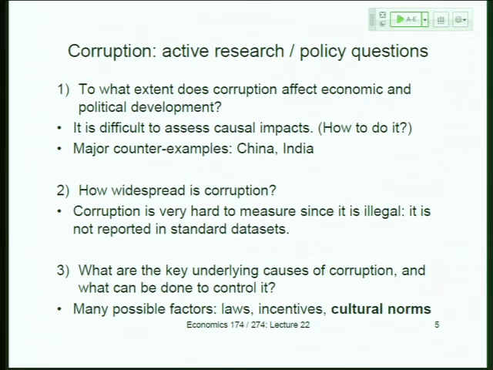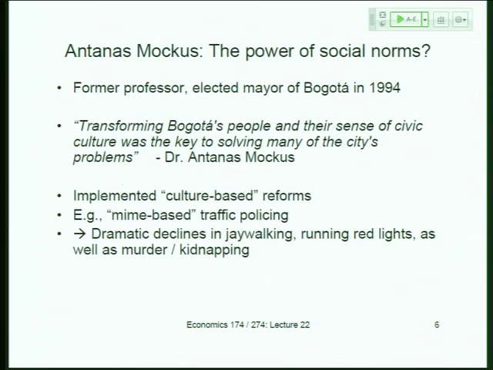And the case we started getting into at the end of class last time was this case, not in an African setting, in Colombia, of the mayor of Bogota, and how he used a variety of different approaches to try to change what he considered a culture of rule-breaking behavior, criminality, and corruption. He used a range of creative approaches, some of which were very theatrical, like hiring mimes to walk the streets and embarrass people who were jaywalking or running red lights, and some of which were more standard law and order type programs.